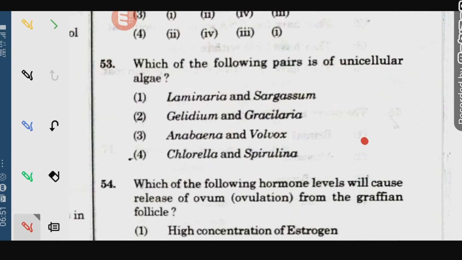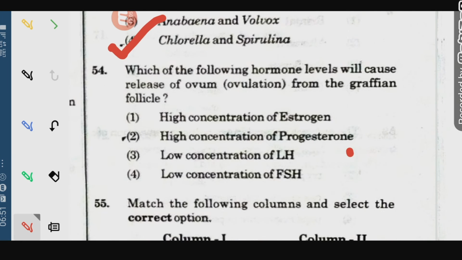Then which of the following hormone level will cause release of ovum? See, it's usually a spike of LH, but that option is not given. It's low concentration of LH. No, that's not correct. So it should be high concentration of estrogen.